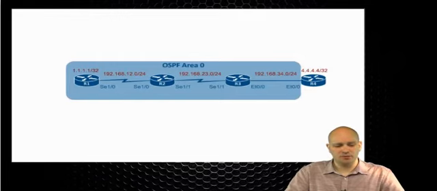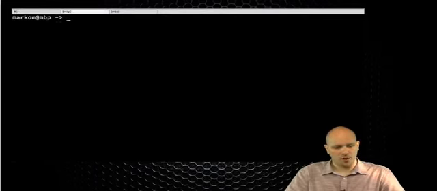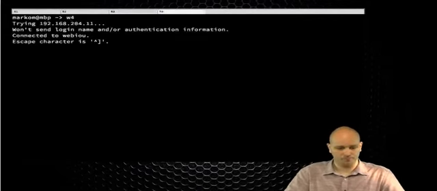So here is the topology. Now, the topology here consists of 4 routers. We have R1, R2, R3, and R4. As you can see on the diagram, R1, R2, and R3 are running OSPF in area 0, and R4 is somehow outside of this domain. So I'm going to go here to my terminal, and I'm going to connect to router 1, router 2, router 3, and router 4.